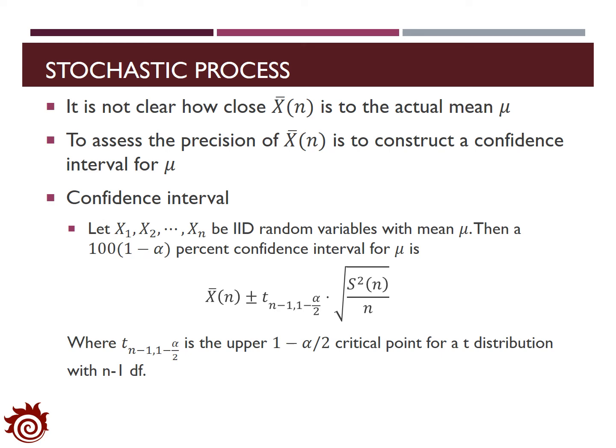First, if we know that there are n IID random variables x1, x2 till xn with the same mean mu, then we can construct a 100 times 1 minus alpha percent confidence interval for mu, which will be x bar plus or minus t times the square root of s square over n. Here t is the upper 1 minus alpha over 2 critical point for a t distribution with the degrees of freedom of n minus 1.